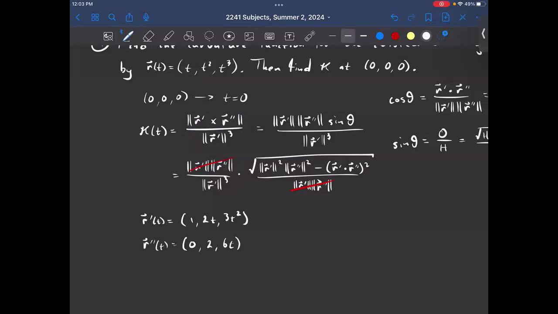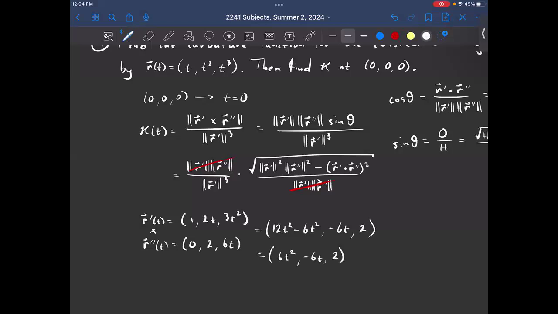All right, now I need their cross product, and that's going to give me, remember how cross products work? This one times this one minus this one times this one is our first coordinate. So we have 6 times 2 is 12t squared minus 3 times 2t squared. So 6t squared there. All right, comma, 3t squared times 0, so 0, minus 1 times 6t. So we have minus 6t right there. And our last coordinate is going to be 1 times 2 is 2 minus 0 times 2t. So just 2. And then we can rewrite this as 6t squared, minus 6t, and 2.